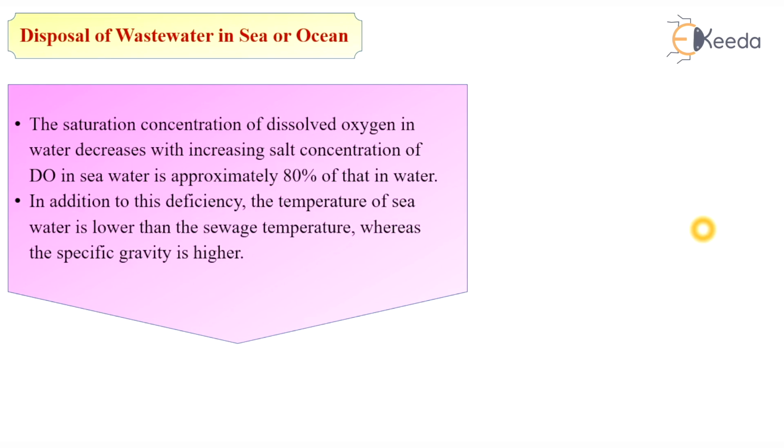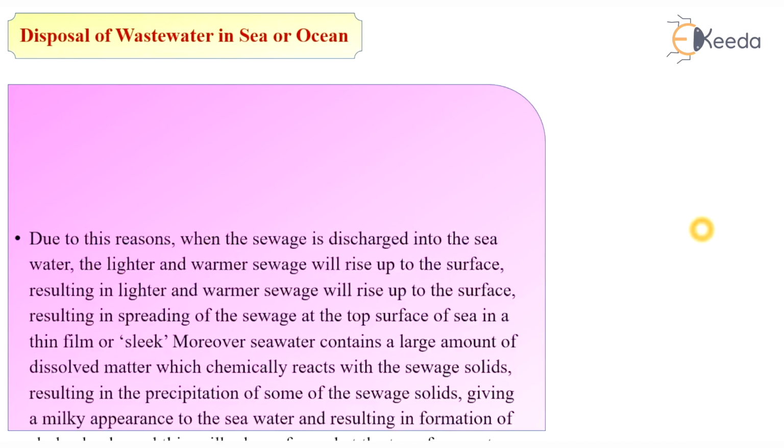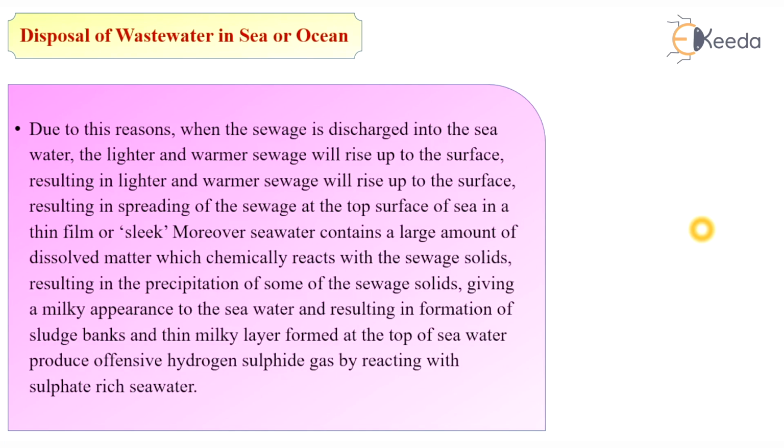In addition to this deficiency, the temperature of sea water is lower than the sewage temperature, whereas the specific gravity is higher. So by considering these parameters, when the sewage is discharged into the sea water, the lighter and warmer sewage will rise up to the surface, resulting in spreading of the sewage at the top surface of the sea in a thin film. We call it a slick.